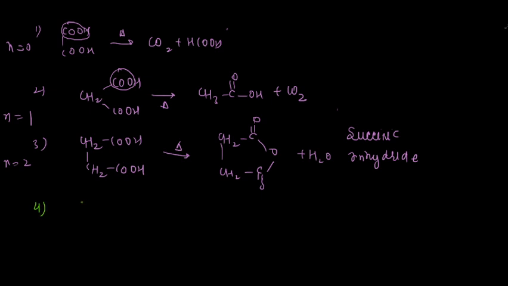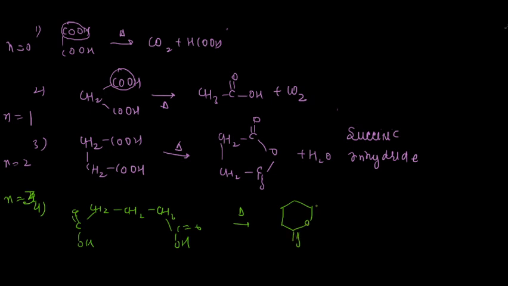Fourth, we have n equals 3, CH2, CH2 and CH2. Again n equals 3, so H2O gas should release. When we heat it, it will form the cyclic anhydride plus H2O gas will release.